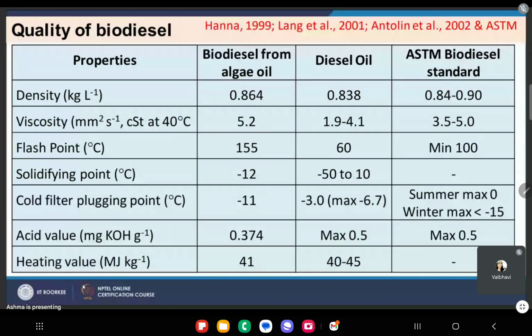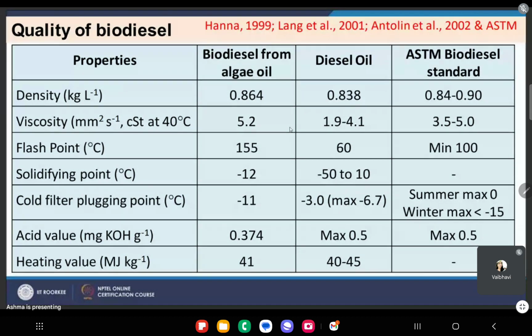Next, here is the different quality of biodiesel we get. First we see the property density. The biodiesel from algal oil has density of 0.864 kilograms per liter, and diesel oil has 0.838 kilograms per liter, and ASTM standard biodiesel has 0.84 to 0.9.